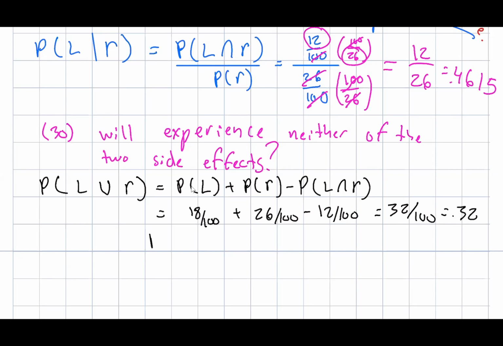So to find the probability that they suffer from neither of these, you do 1 minus 0.32, and that will give you 0.68 or 68%. And that's your answer for that one. Any question in regard to that last problem?